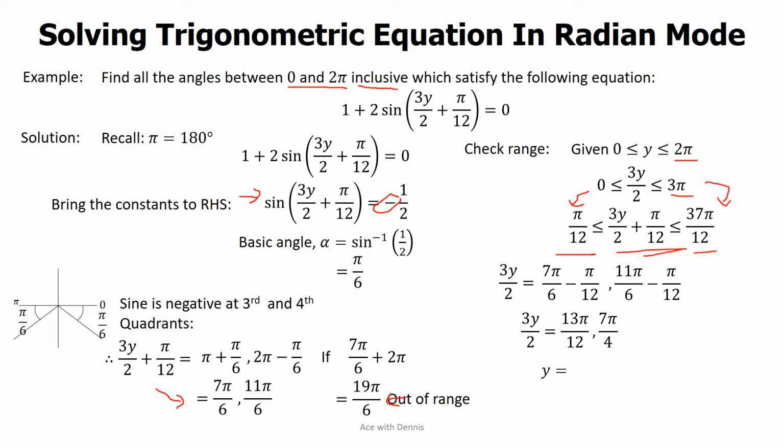So both sides times 2 over 3. The first angle is 13 pi over 12 times 2 over 3. The second angle is 7 pi over 4 times 2 over 3. Okay, we get the answer. y is 13 pi over 18 and 7 pi over 6. So this is the answer for this question.